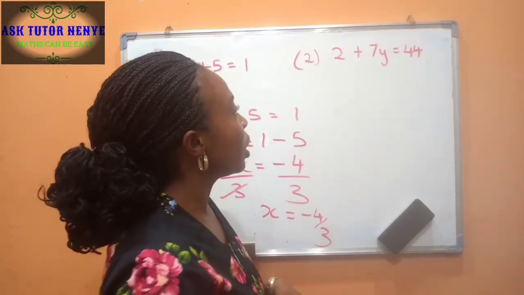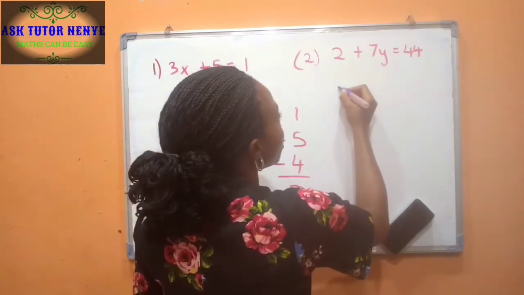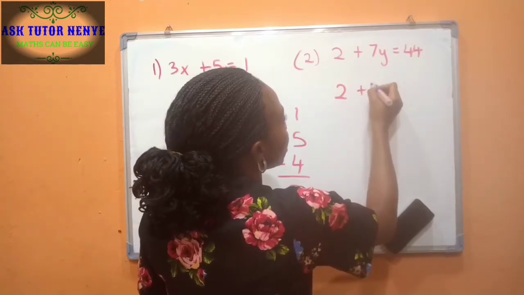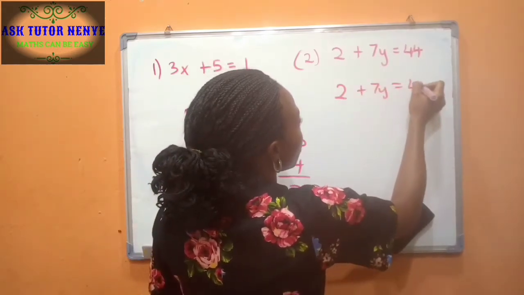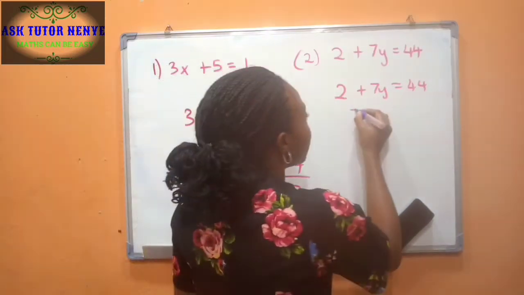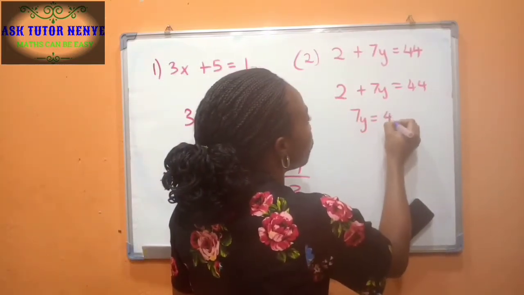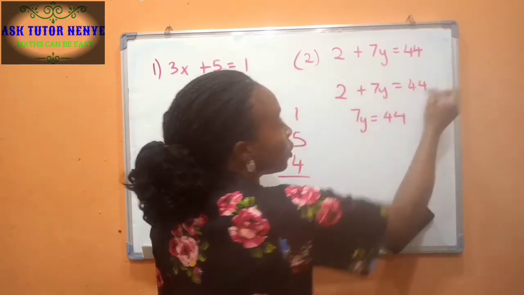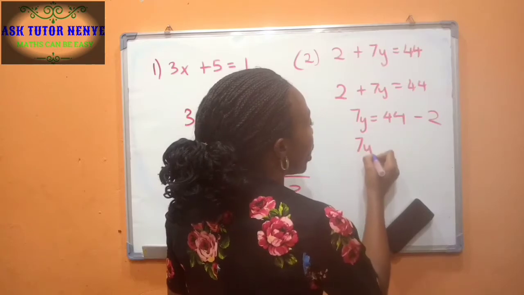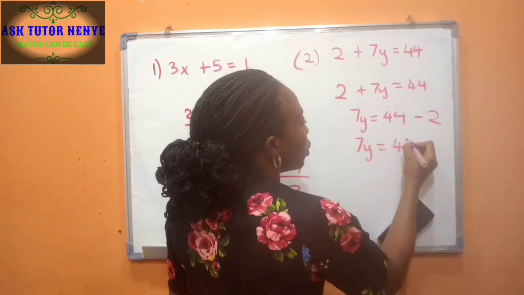So let's take a look at the second example. In this second example, what we simply do, we have 2 plus 7y equals to 44, okay? We are going to collect like terms, okay? So we are going to have 7y equals to 44. Once the 2 crosses over to the right hand side, we're going to have minus 2. So we have 7y equals to what?